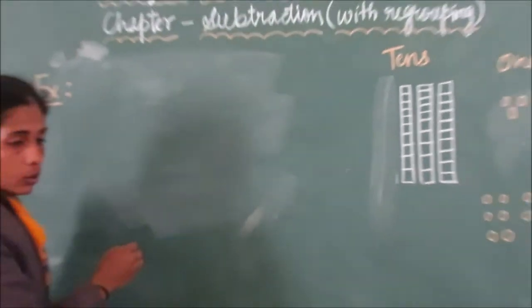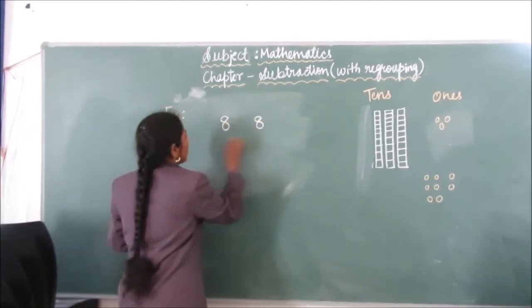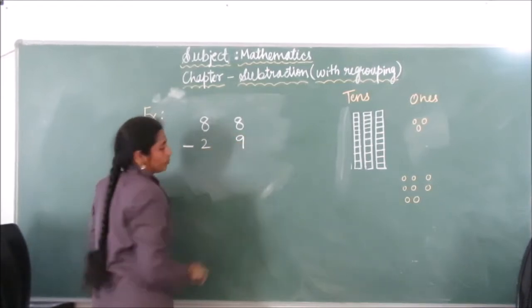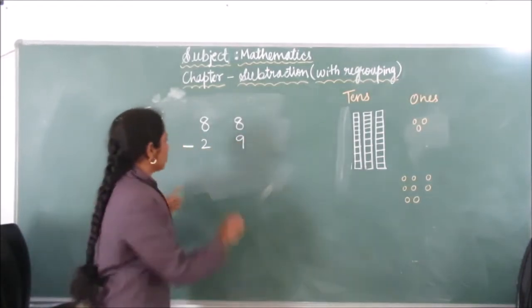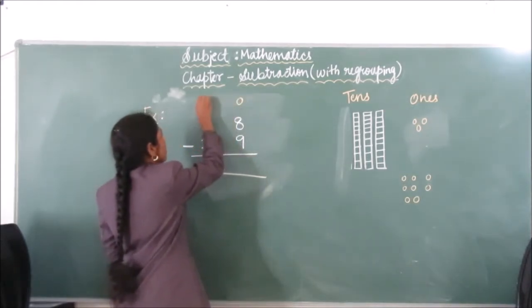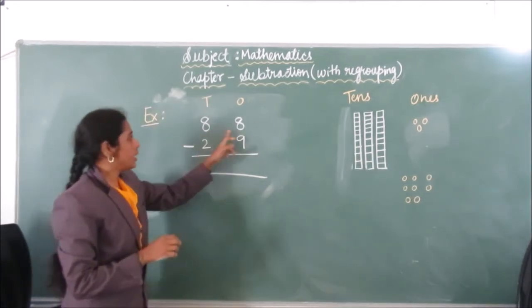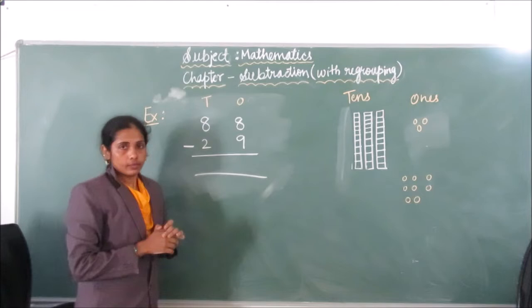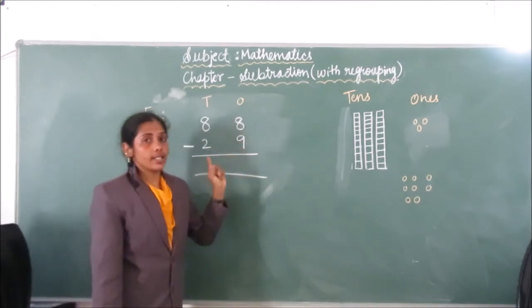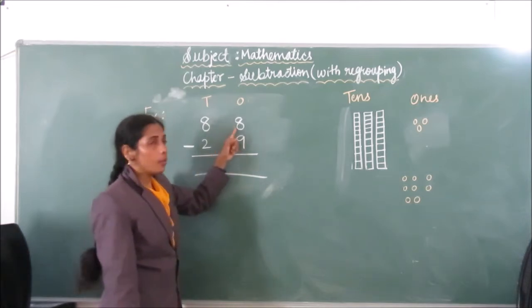So the numbers are 88 minus 29. Understood? This is your question. Ones place, tens place, children. Now 88 minus 29. First we have to concentrate on the ones place. This is compulsory.